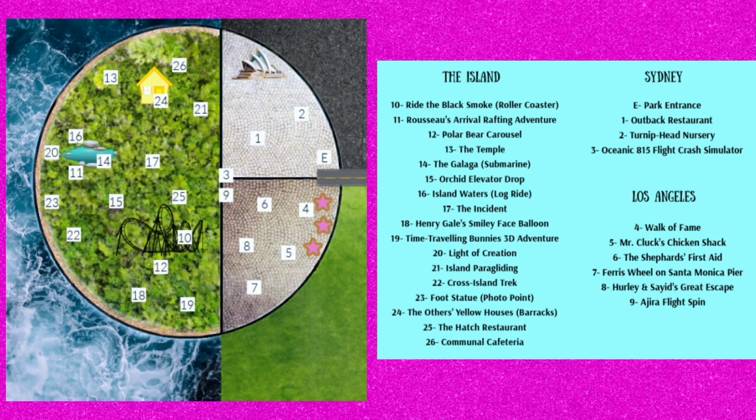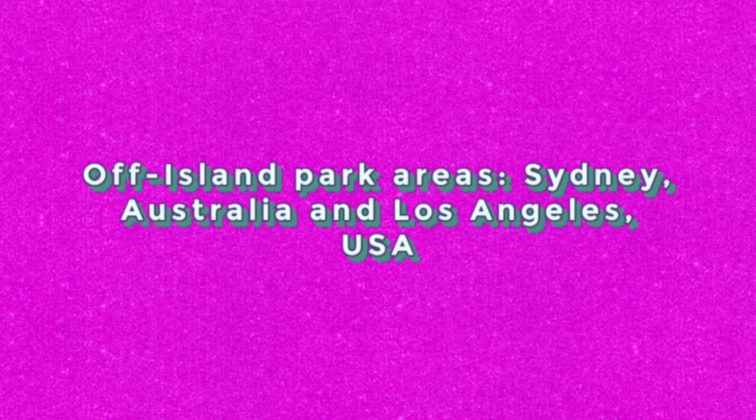Off-island park areas: Sydney, Australia, and Los Angeles, USA. This is the entrance of the park. When you walk in, you can go right to Sydney or you can go left to LA. These areas are kind of similar to Main Street, USA at Magic Kingdom.